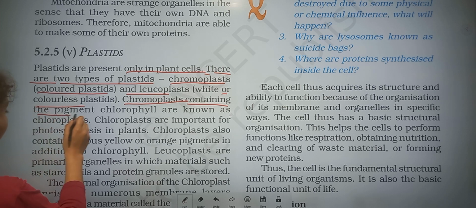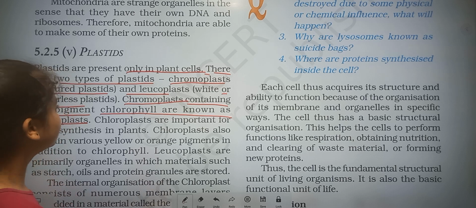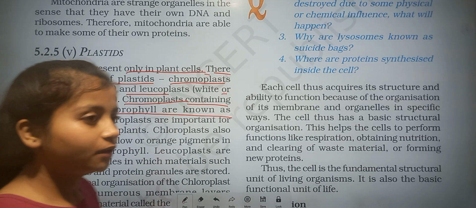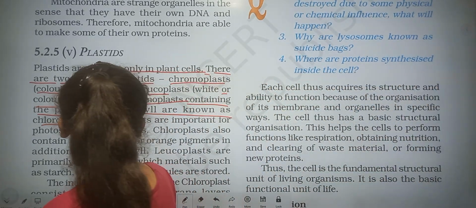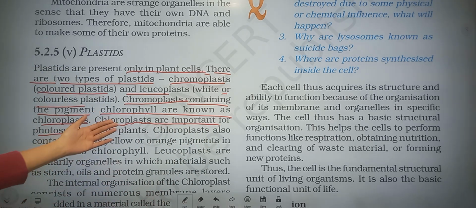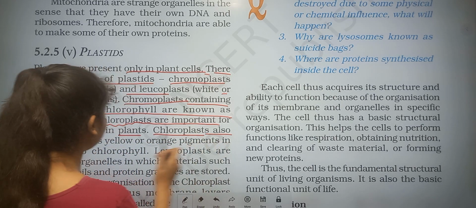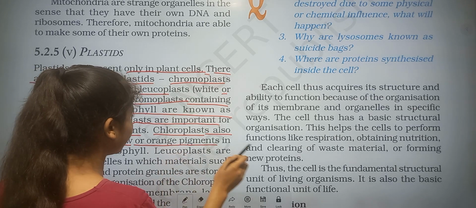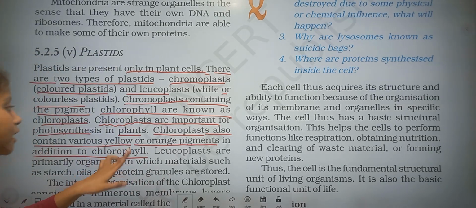Next, chromoplasts containing the pigment chlorophyll are known as chloroplasts. Chloroplasts are important for photosynthesis, because they contain chlorophyll, and chlorophyll is important in photosynthesis. That's why chloroplasts are important for photosynthesis in plants. Chloroplasts also contain various yellow-orange pigments in addition to chlorophyll.